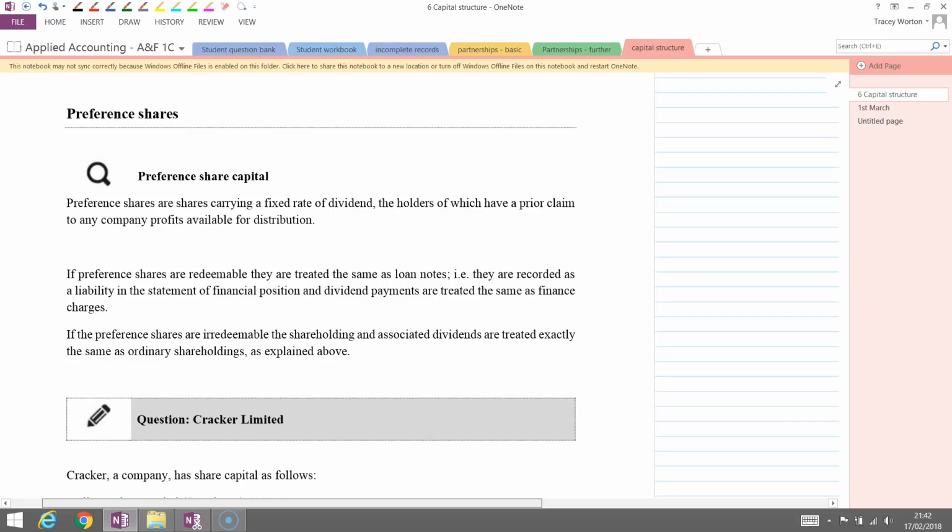If the preference shares are irredeemable, then the shareholding and the associated dividends will be treated in exactly the same way as ordinary shareholders. So they will be shown in the equity section, and the dividends will not go through the profit and loss. They'll go through the statement of changes in equity.